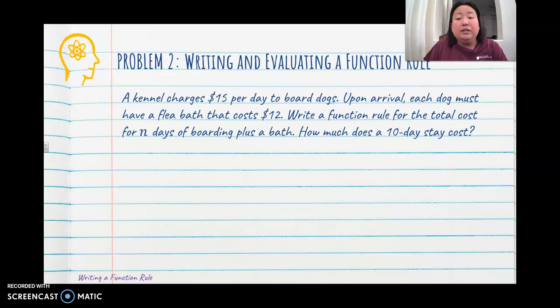All right, so why don't you try this next example on your own? Similar scenario. Make sure you read very carefully what you will be using for your operations based on that situation. And then of course there will be an evaluating part, wherein in this particular question, how much does a 10-day stay cost? Use a function rule, write a general function rule for this problem, and then once you have your function rule, plug in a value of 10 so that we can get the cost for 10 days. All right, so try this one on your own. Go ahead.